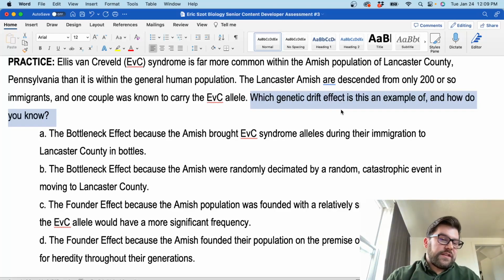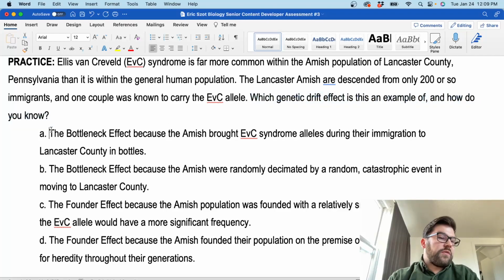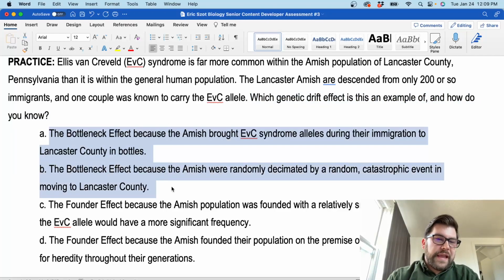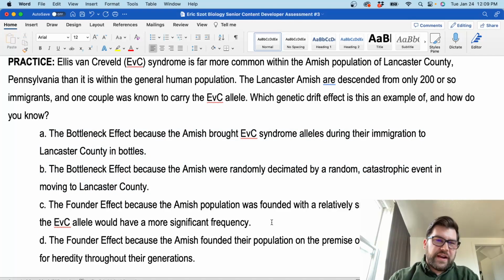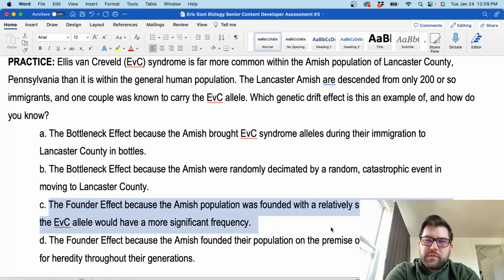And so, yeah, let's see what C and D have for that, right? So I'm immediately going to rule out A and B. They're both about the bottleneck effect. Hopefully it's pretty obvious why that's not occurring here. So let's look at C for the founder effect. Amish population was found with a relatively small gene pool, so the EVC allele had a more significant frequency.